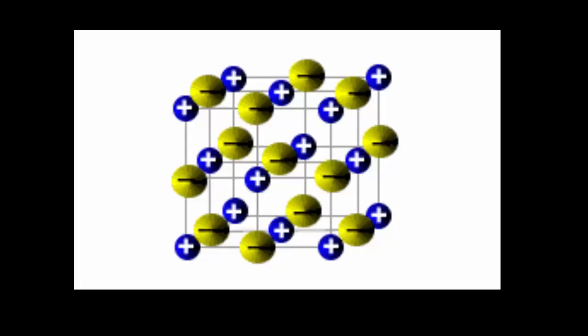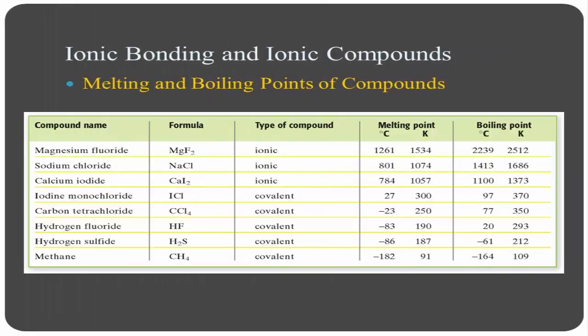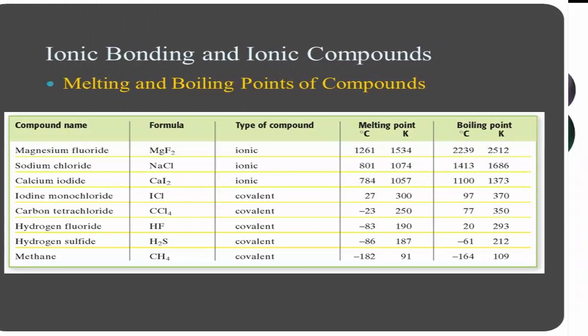Property: melting point and boiling point. The melting and boiling points of ionic compounds are high because a large amount of thermal energy is required to separate the ions, which are bound by strong electrical forces.